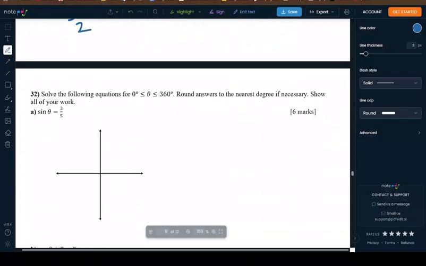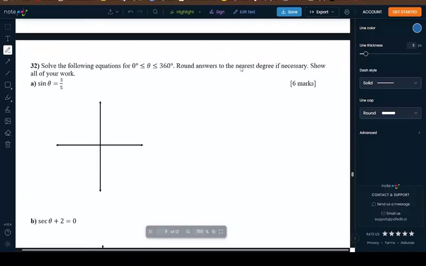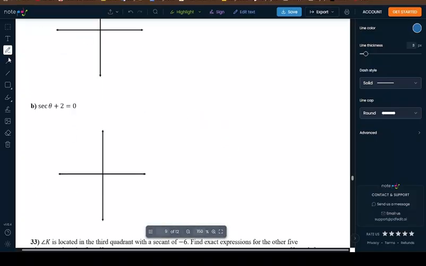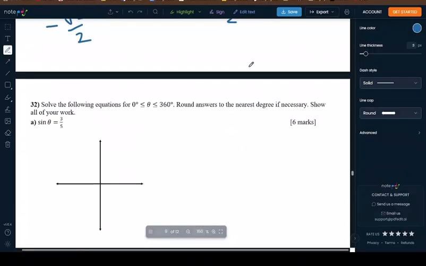Solve the following equations. Round your answer to the nearest degree if necessary, and show all your work. There are different ways to do it, obviously. Sine is equal to opposite over hypotenuse. Different ways to do it if you want. Doesn't matter.